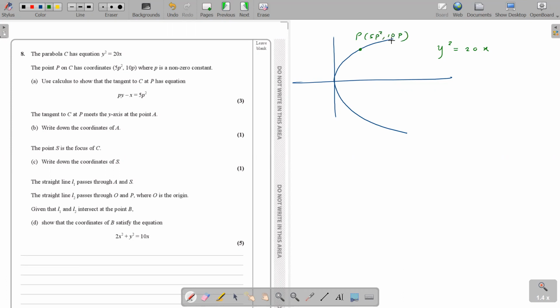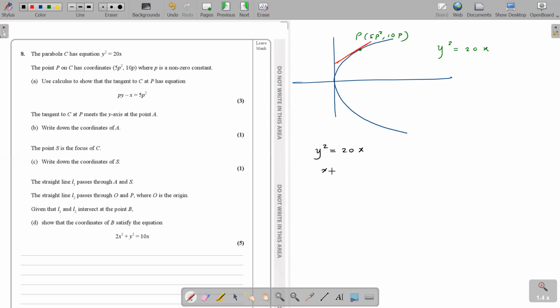Use calculus to show that the tangent. Okay, we need to get the equation of the tangent at this point. So how do we get the equation of the tangent? Always the first step in finding the equation of the tangent is dy by dx. Okay, so for the people who have done P3, P4, differentiating y square equal 20x is quite simple. You can use the power rule and do it. But for the others who haven't done it, you could make x the subject.